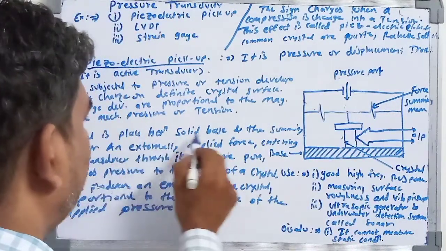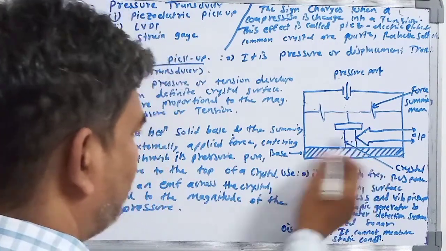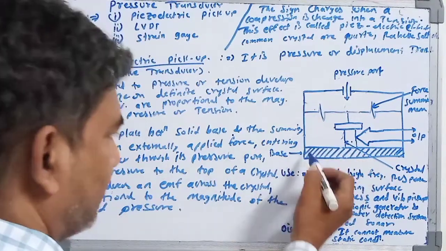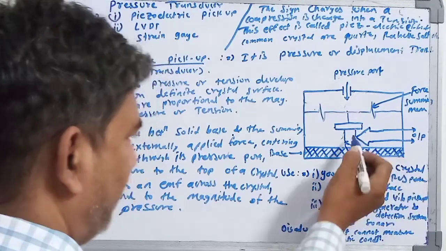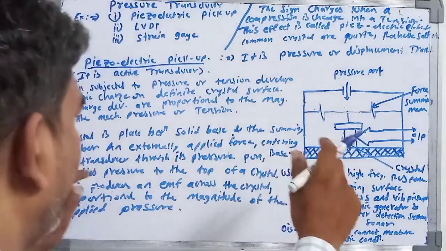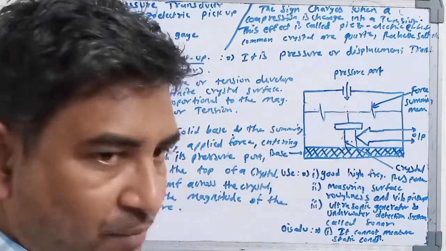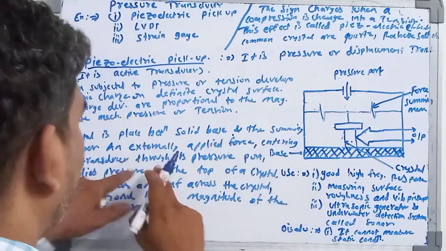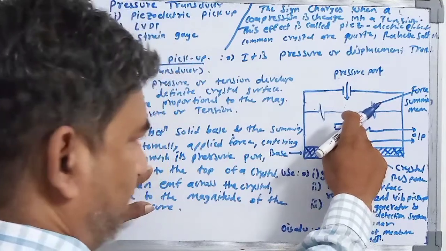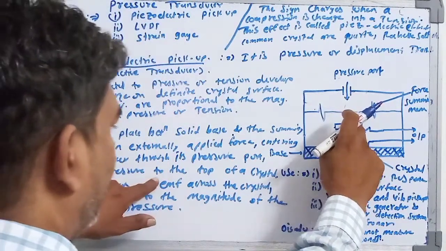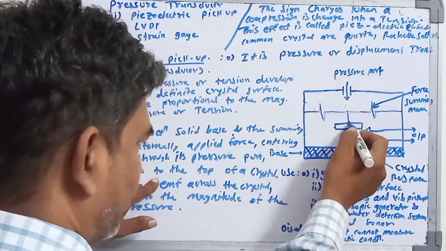Now we will see this particular block. The crystal is placed between the solid base. This is the crystal, placed in between this solid base. The external force enters the transducer through its pressure port. From this pressure port, the external pressure is applied to the top of the crystal.